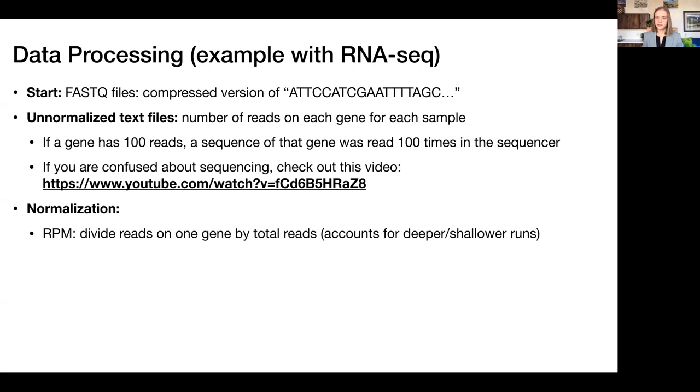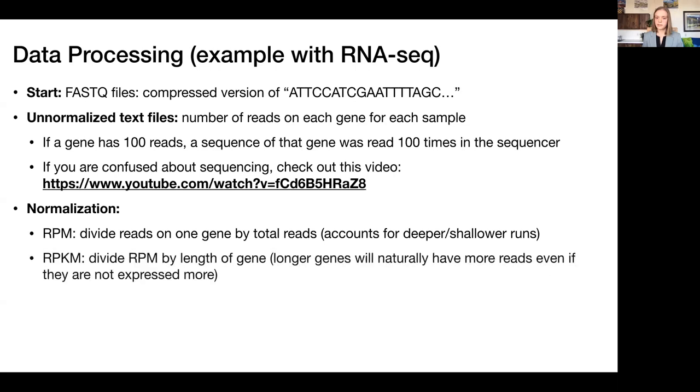The first type of normalization is RPM, where I divide the reads on one gene by the total reads in the sample. That's because sometimes you have really deep sequencing and sometimes you have very shallow sequencing, so you want to normalize by the total number of reads. Then I normalize by RPKM, where I divide the RPM by the length of the gene, because a read is only 200 base pairs long. So longer genes will naturally have more reads aligned to them, even if they are not expressed more.